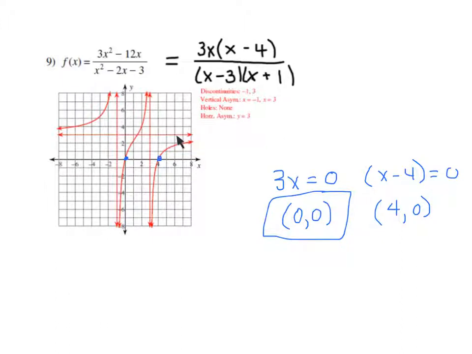It could cross a horizontal. It doesn't always, but it could. It will never cross a vertical. It never crosses a vertical asymptote. It could cross a horizontal one, but not a vertical one.